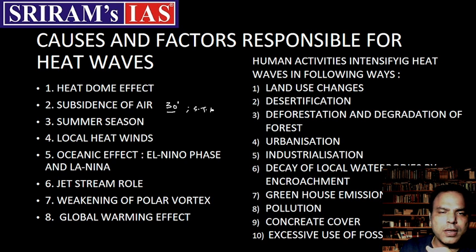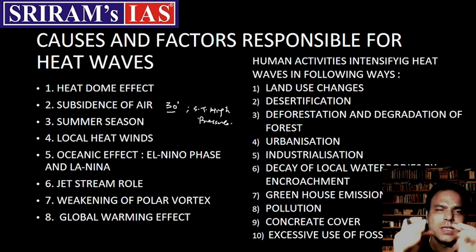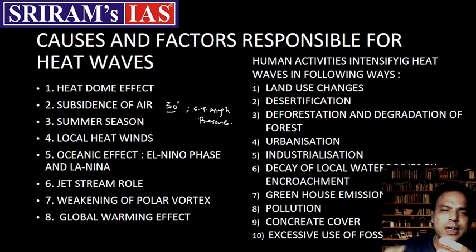The subtropical high pressure zone is nothing but hot desert areas. So during summer, when sunlight is directly falling on a place, the ground gets heated up. When the ground gets heated up, even the air gets heated up. So warmer air will make warm local winds. And if warm local winds start concentrating and combine with heat dome subsidence of air, that will become a deadly situation.